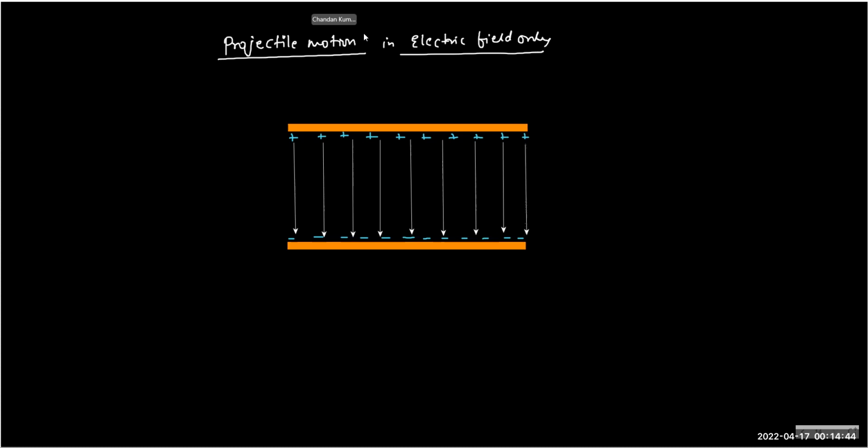Yeah. So let's say we have a positive charge which enters with velocity v naught at a height h. So the direction is the x-axis.